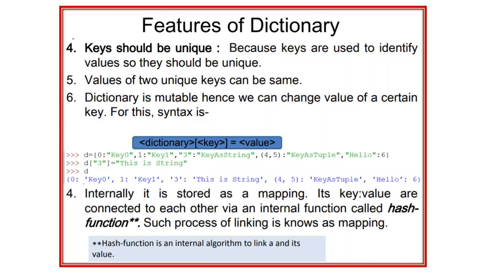Next feature is key should be unique, meaning the key of the dictionary cannot be repeated, whereas the value of the dictionary can be repeated for different keys. Dictionary is mutable, hence we can change the value of certain keys. Next, internally it is stored as a mapping. Here in the dictionary, each value is mapped with its key. So it is also known as a hash function.